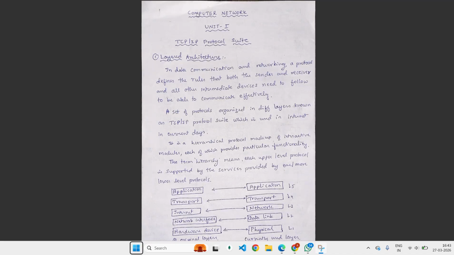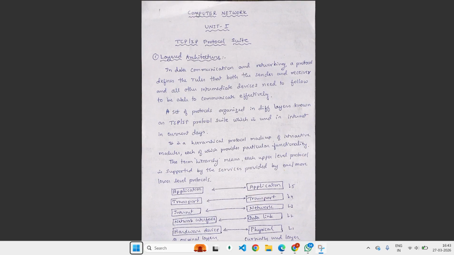So in this video I'll be speaking about computer networks unit 1, the TCP/IP protocol suite. Before speaking about the TCP/IP protocol suite, you need to know what is the full form of TCP and what is IP. So TCP stands for Transmission Control Protocol and IP stands for Internet Protocol. But wait, before knowing about TCP/IP, let us know what is a protocol.